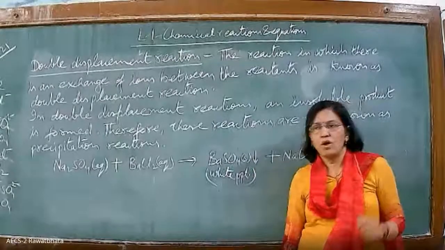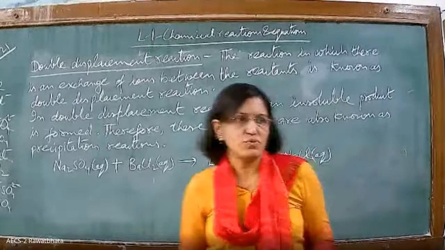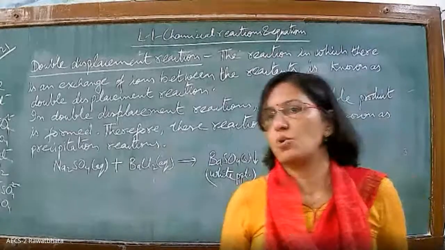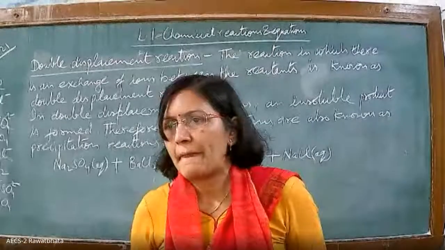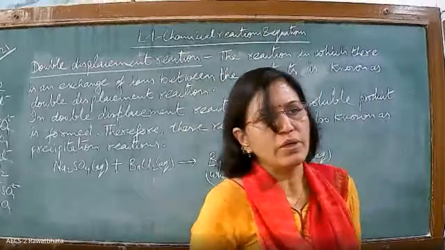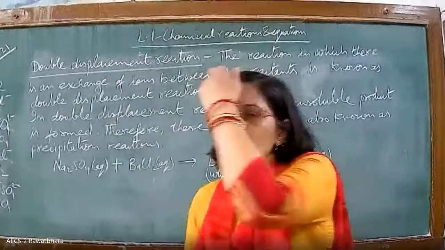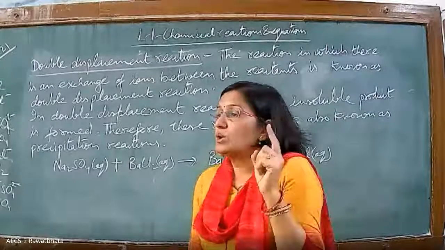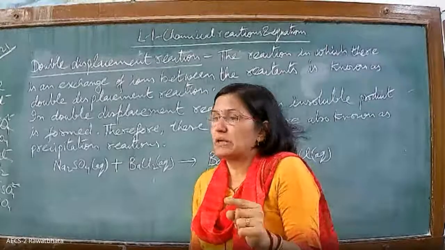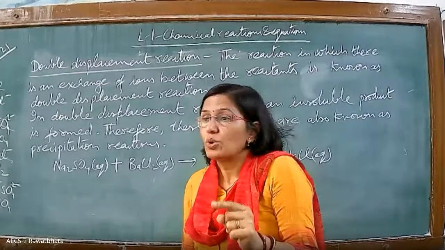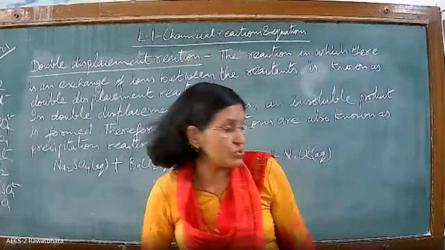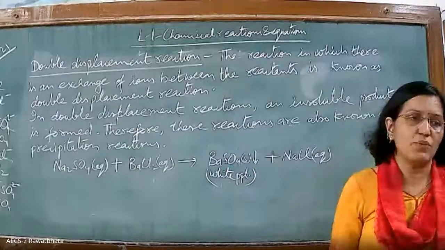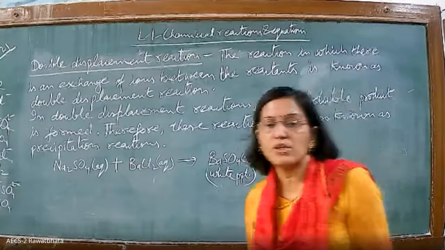In one of the questions in the board examination, if you see that under the heading of double displacement in your textbook, only one equation is given. In the exam, they had asked you the definition of double displacement reaction, and that was for 1 mark, and 2 equations for double displacement reaction. 2 equations are not mentioned in the textbook. You see your textbook, page number 11 and 12. Only one equation is given on page number 11.